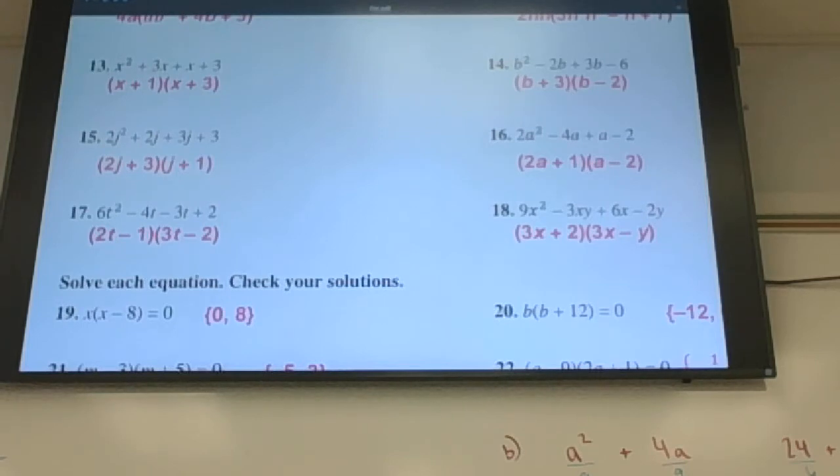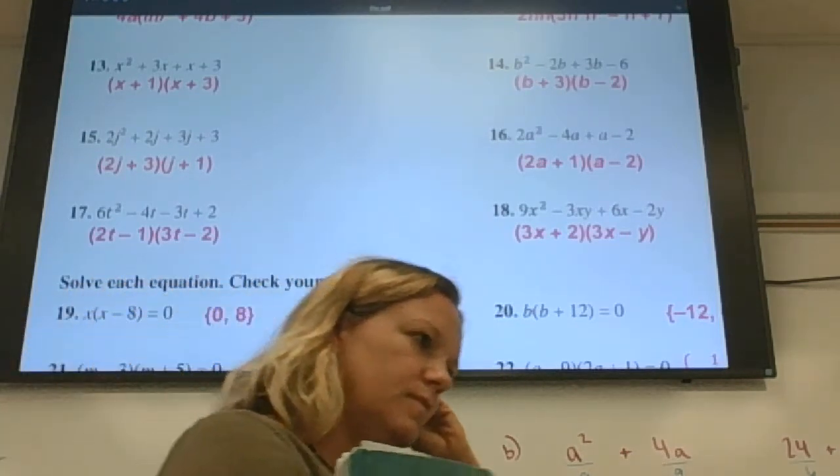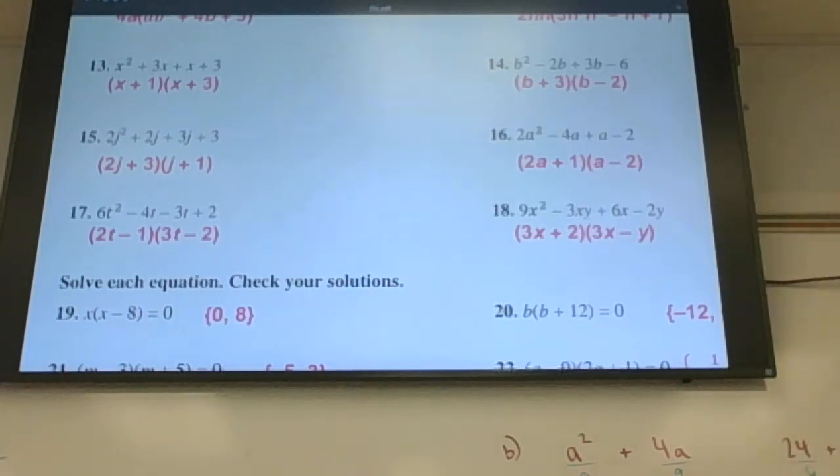So 19 is what our notes are on today. I'd like you to look at it and think about, well, why would the answers be 0? These fancy brackets just mean there's 2 answers. 0 works in this equation, and so does 8. Quadratics often have 2. Miss, why does X not work?